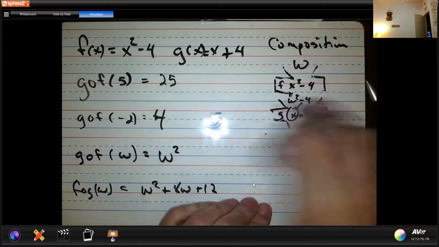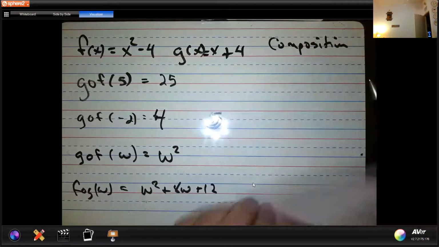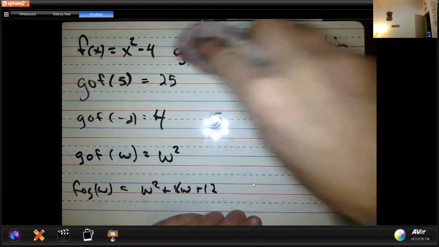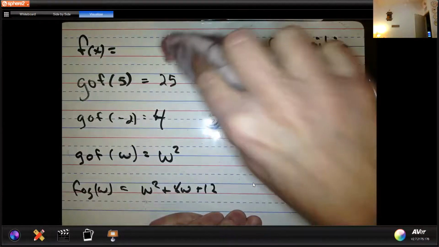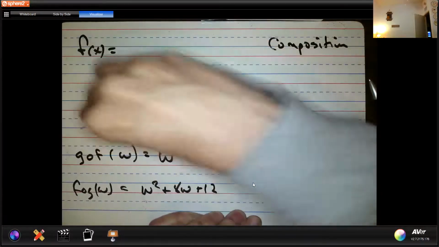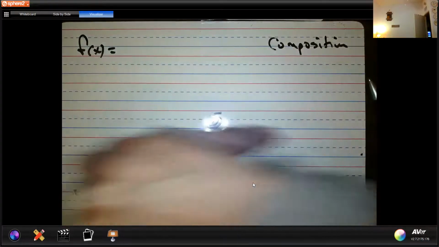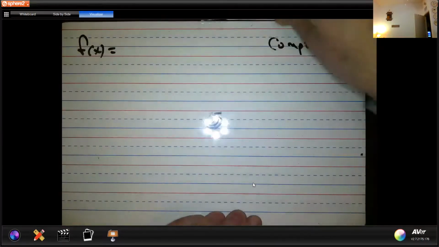Let's do it again, because this was parabolas and lines. So let's do something that's not a parabola and a line and see if we can come up with an answer, okay?